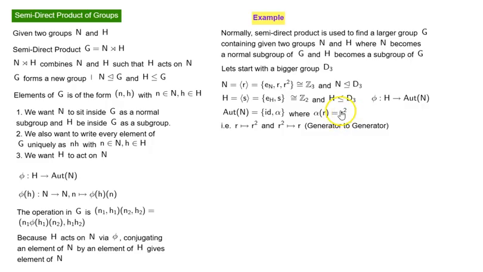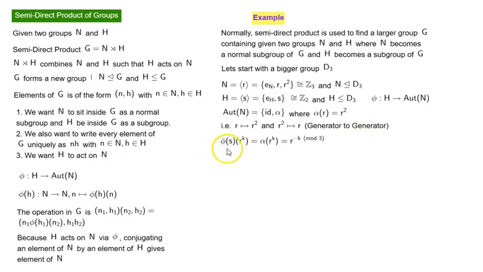Alpha of R equal to R square. But if we say alpha of R square, what happens? It becomes R to the power of 4. R to the power of 4 becomes what? Becomes R. So that is R maps to R square and R square maps to R. That is generator to generator.